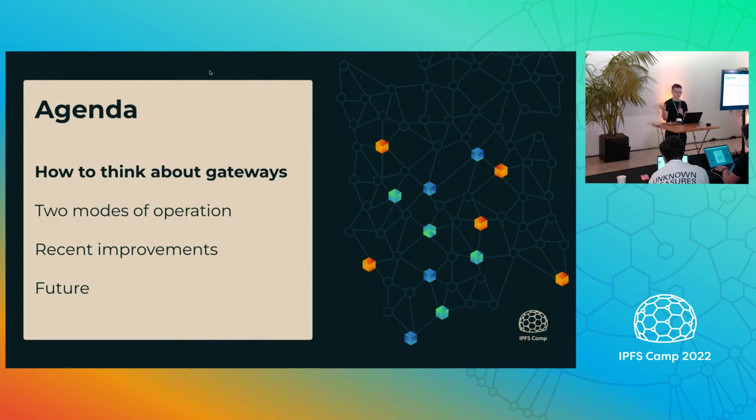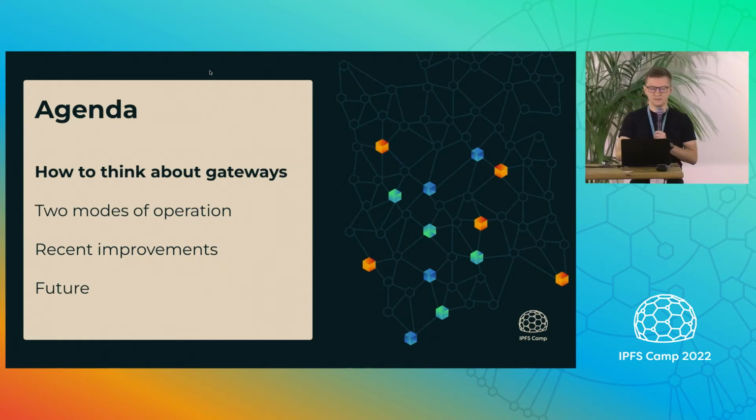So first, how to think about gateways. We will not go too deep, but kind of setting up the mental model. What are the two modes of operation that are available this year? What are recent improvements that landed since we've talked about gateways in Iceland, and what is the ongoing work and what the future holds.